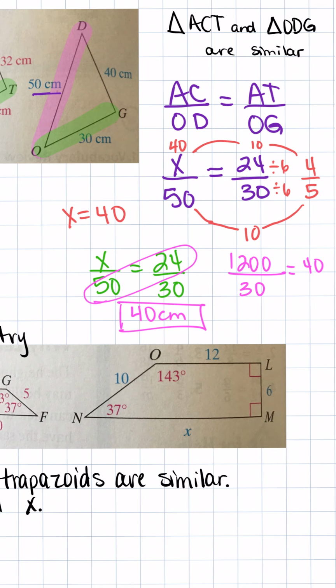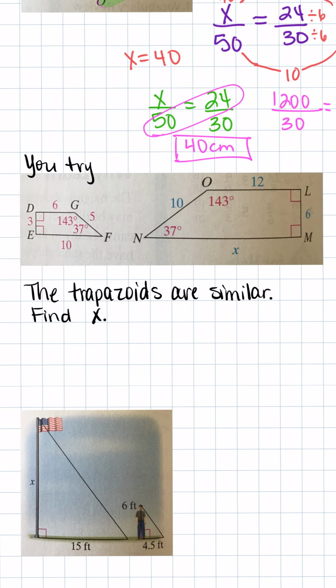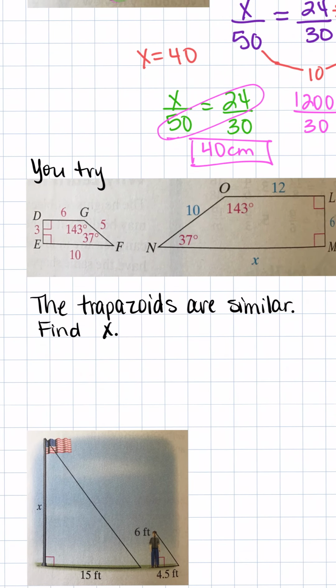Okay? So now you try. We have these two trapezoids. They're similar. Find x. Press pause. Try to figure it out on your own. Come back to me when you're done.